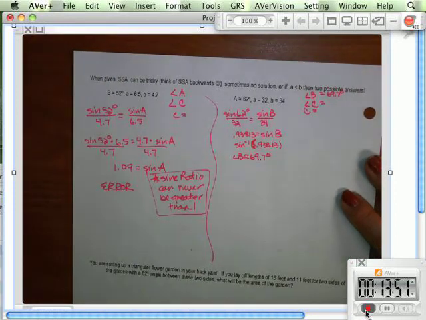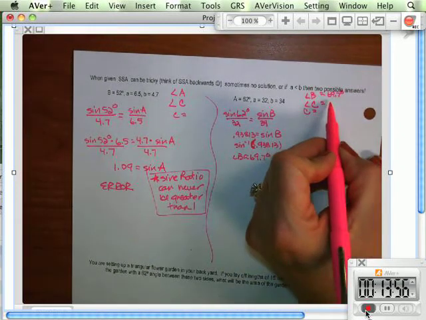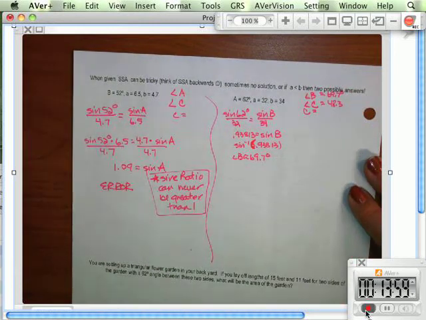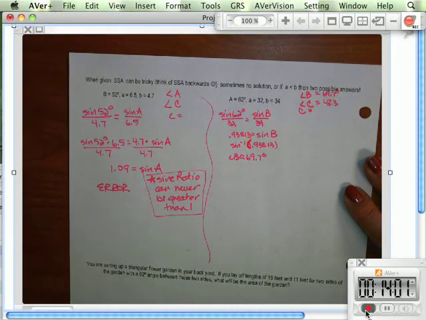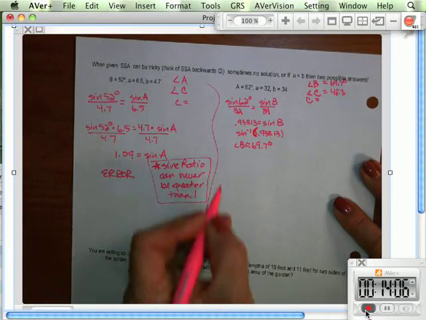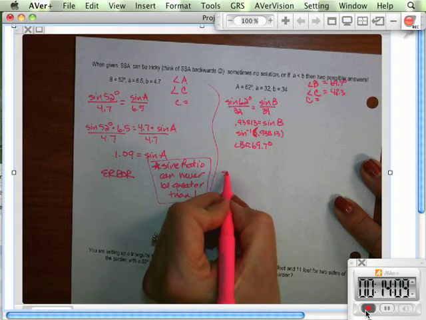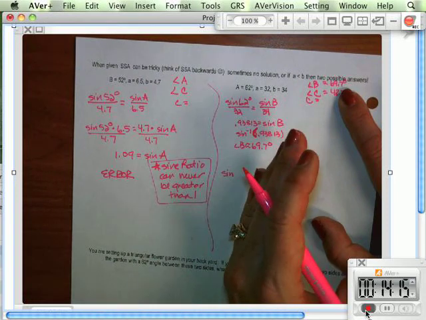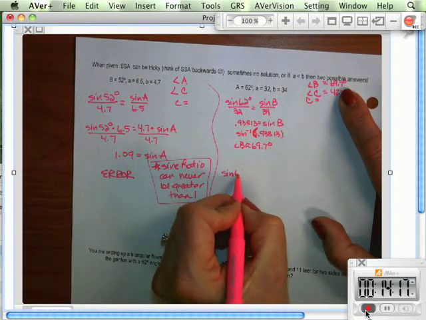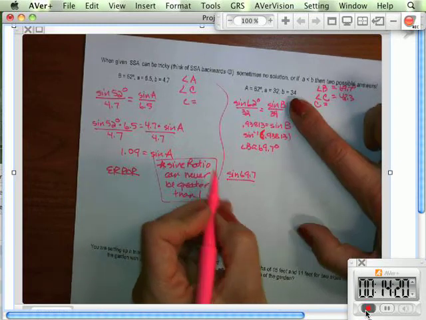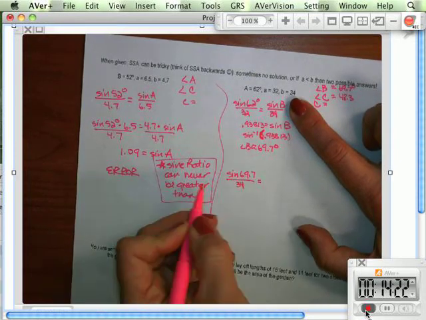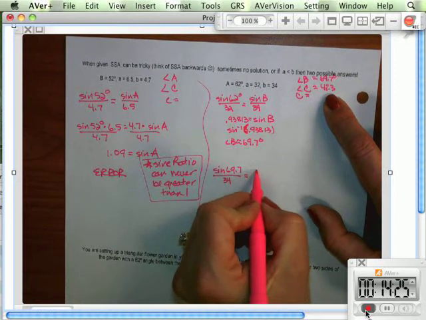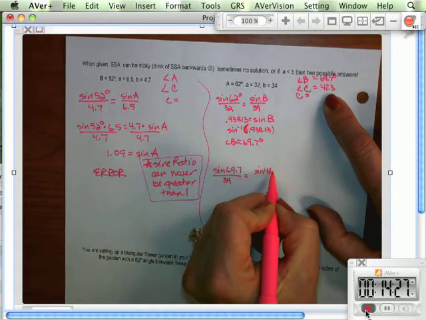Okay, now we keep going and we're going to find side C. Well, if we subtract, we'll find out that C is about 48.3: 180 minus 62 minus 69.7. Okay, let's find side C. I'm going to use ratio B. It doesn't really matter what you use; you could use ratio A or ratio B. I'll just set it up as ratio B. The sine of 69.7 divided by side B, which is 34, equals the sine of angle C, which is 48.3, over side C.